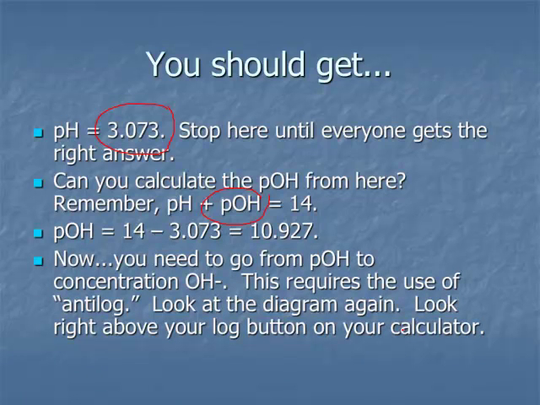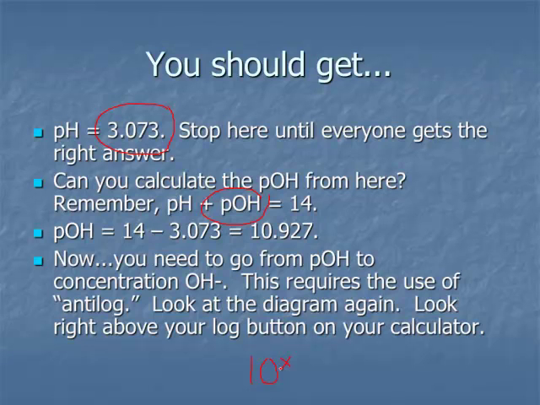Now you can actually go from pOH to concentration of OH. But this requires you to use something called the anti-log. And I handed you a diagram when you walked in. I want you to look right now on your calculator. You should be able to see an anti-log button on your calculator. And the anti-log button is right above your log, and it should say 10 to the x. Check for that. Find that button. If you can't find it, make sure you ask. It should be resting right above your log button. And to access any buttons sitting above, you're going to have to use your second key or your shift button.